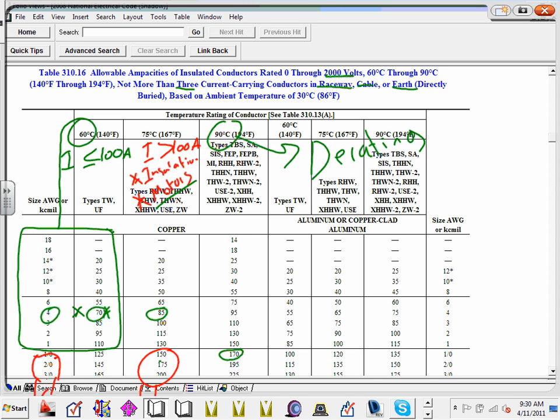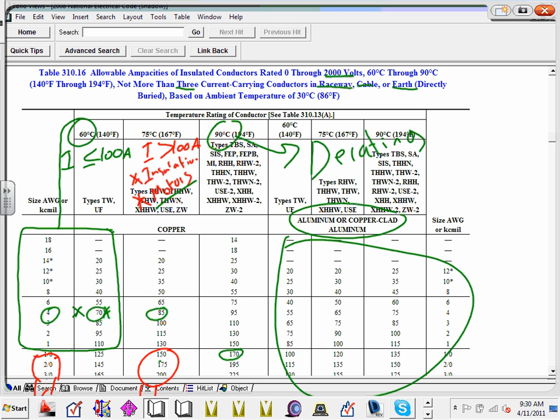And if you are going to use aluminum, the same rules apply for the aluminum. I just showed the cover here. The same rules apply for the aluminum. Any question, guys, about how to use this table? This is the single most important table in any code book.